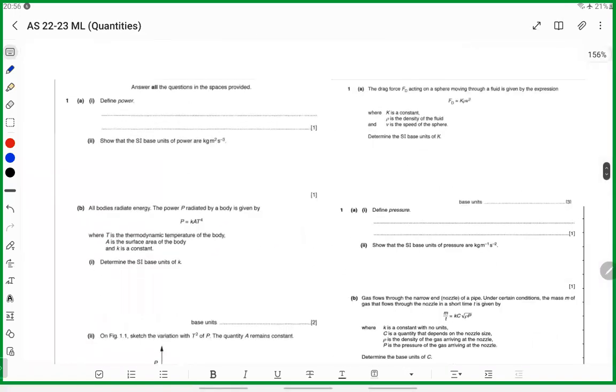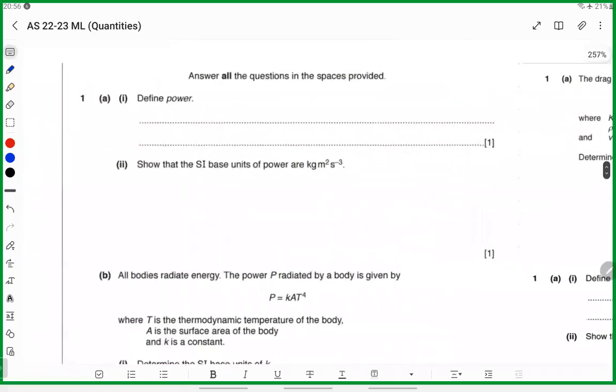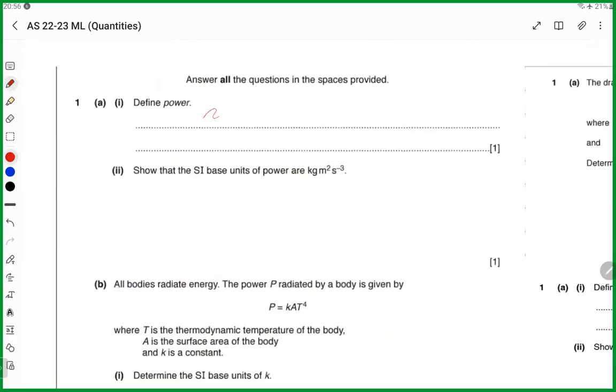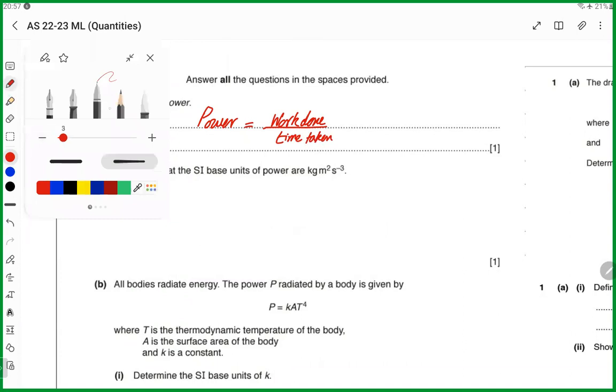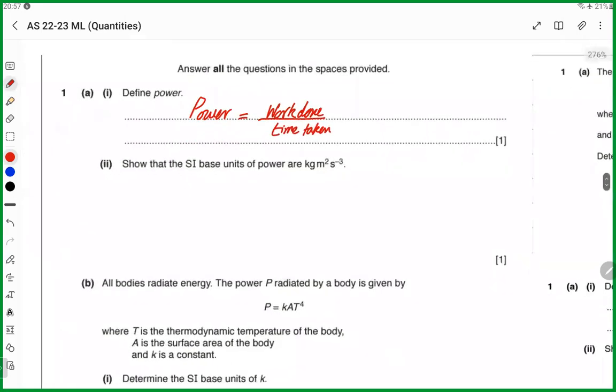The first question sent to you was: define power. So, work done over time. Power equals work done divided by time taken. So power is work done divided by time.